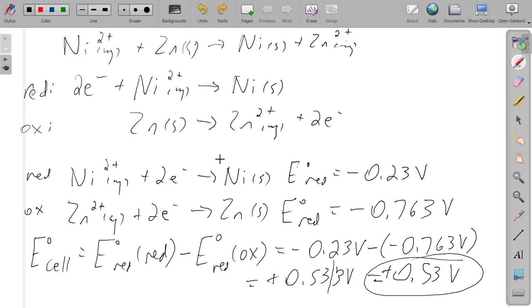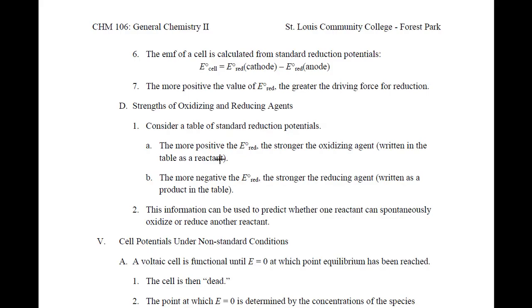Okay, so go back to the outline. Strengths of oxidizing and reducing agents. When you consider the table of standard reduction potentials and you try to make sense of what you're seeing, the more positive the reduction value, the stronger the oxidizing agent. The more negative the reduction potential, the stronger it is as a reducing agent.